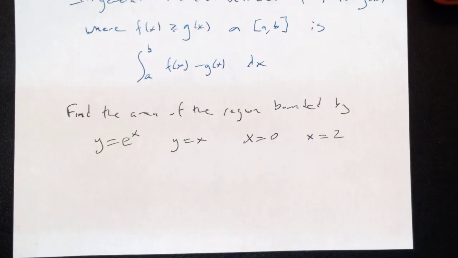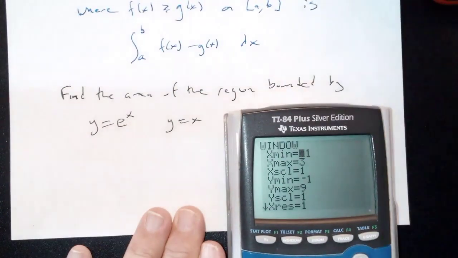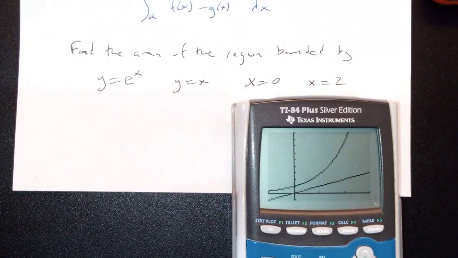Since I only care what's going on between 0 and 2, I can adjust my window to only show me the x's around that interval. So I'm going to change my window a little. And that gives me a more close-up view of the piece of the picture I'm interested in. Which one's on top? e to the x, that's my curve. And there's my straight line y equals x.